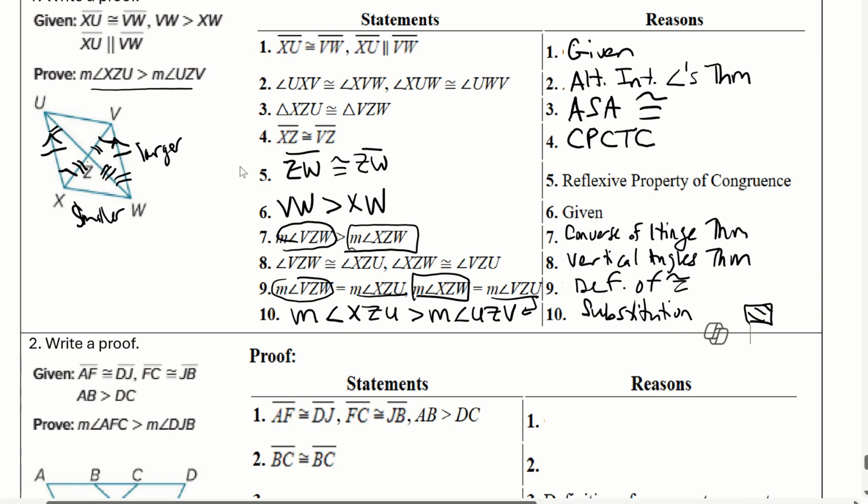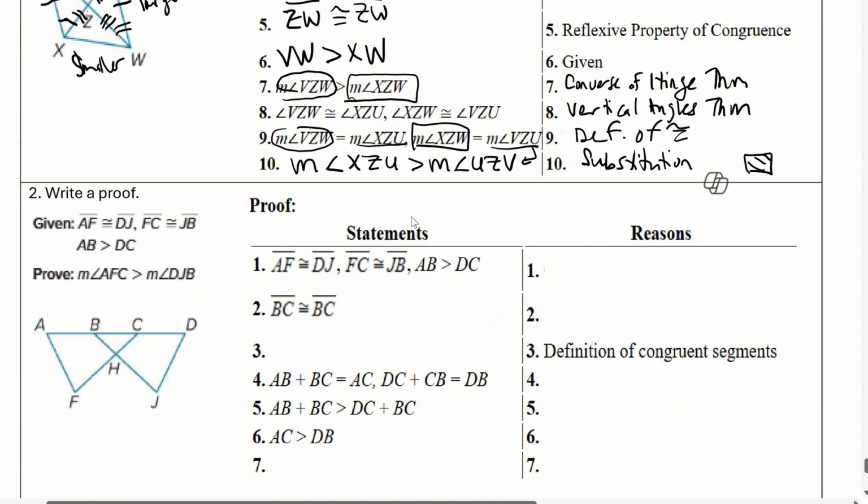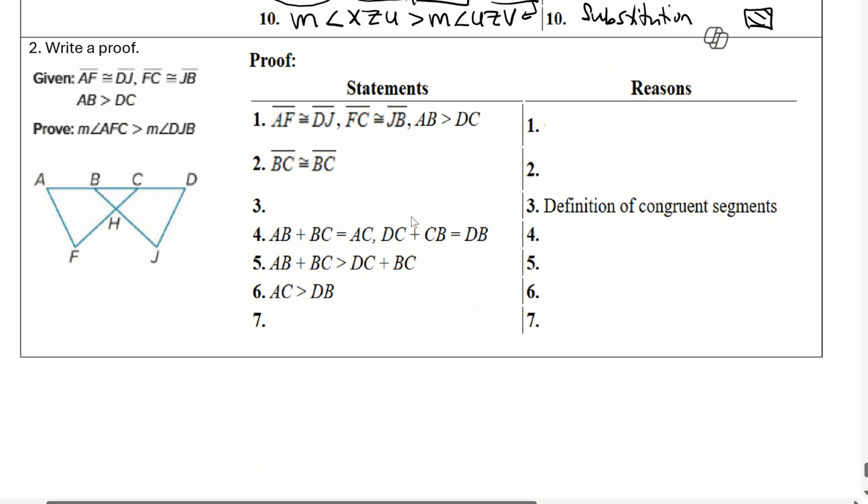So this one was a pretty complex one. If you know how to do something like this, then I would say you're pretty good as far as doing well with proofs. All right, so number 2. AF is congruent to DJ, FC is congruent to JB, AB is greater than DC. That's all given to us.